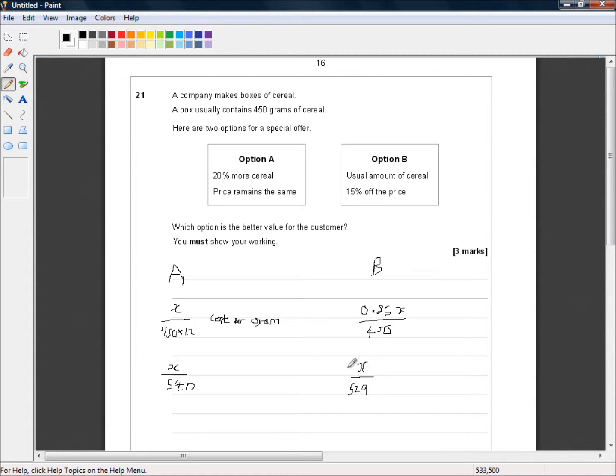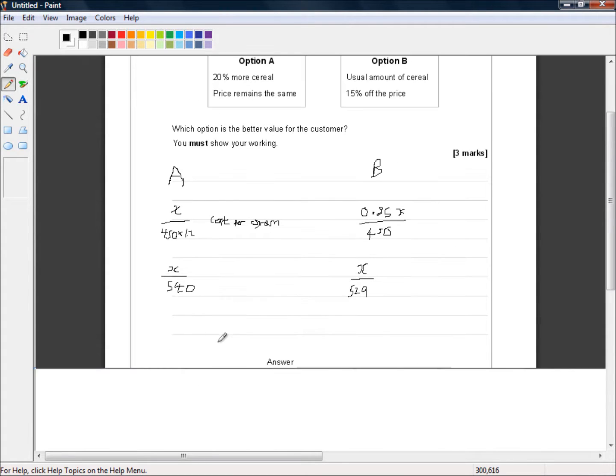So for your price, under option A you get 540 grams, and for the same price under option B you get 529 grams. So option A, we just say option A. There we go.